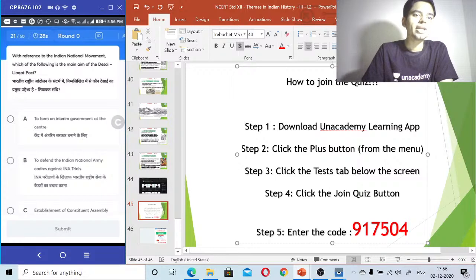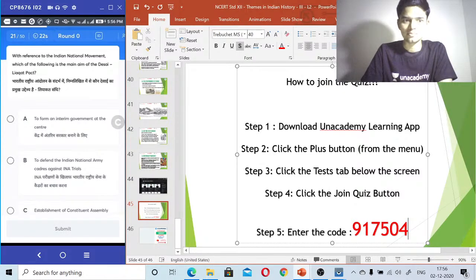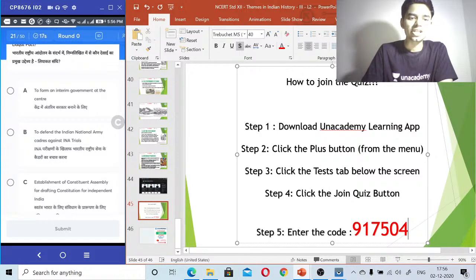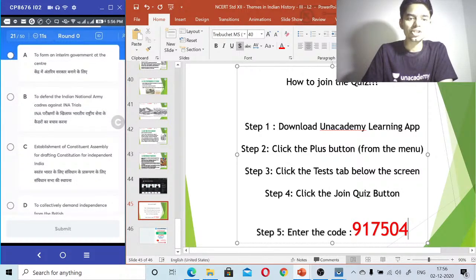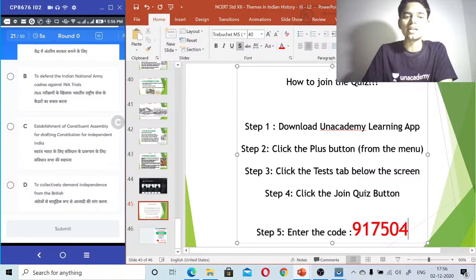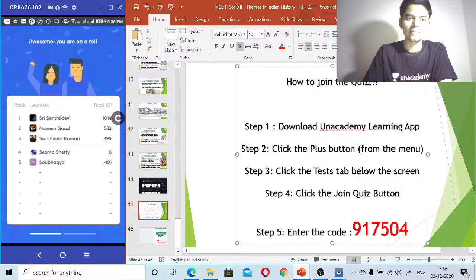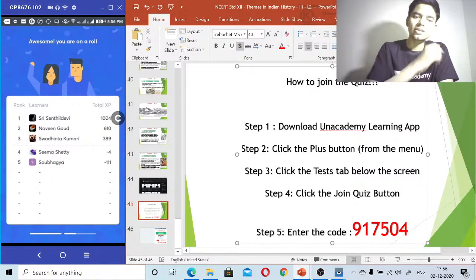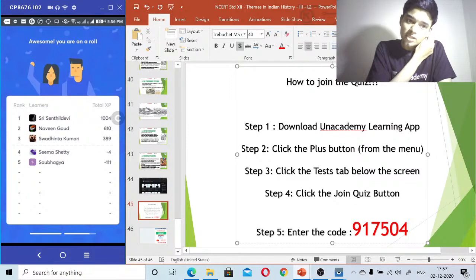Okay. Question number 21. With reference to Indian national movement, which of the following is the main aim of the Desai Liaquat Pact? Option A, to form an interim government at the center. B, to defend the Indian National Army against INA trials. Option C, establishment of Constituent Assembly for drafting constitution for independent India. And option D, to collectively demand independence from the British. Desai Liaquat Pact. Why is it important? And that is the question. Yeah, Srisandal Devi crossing the 1000 mark there. Very good. Naveen crossing 500. Again good.